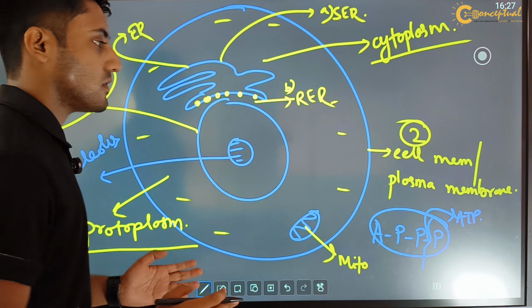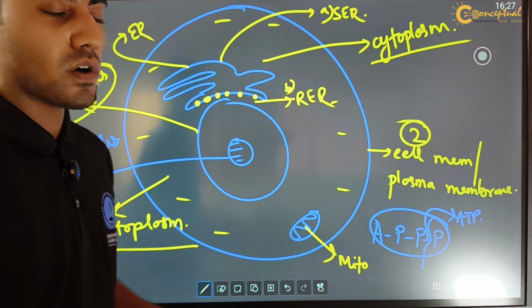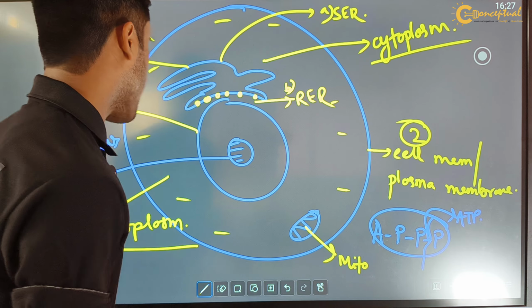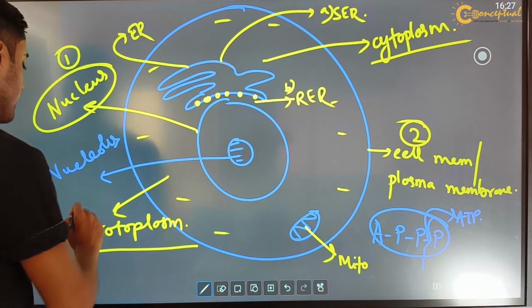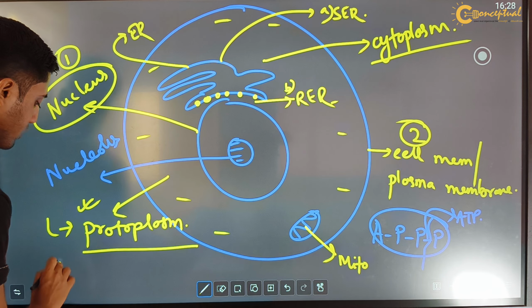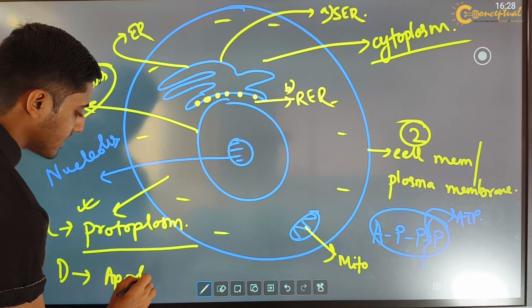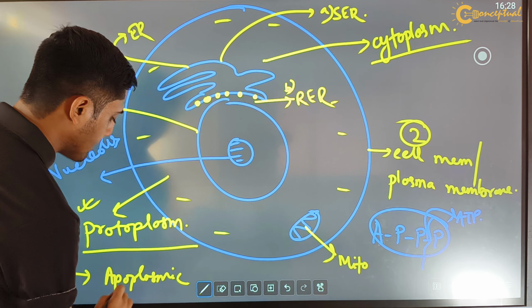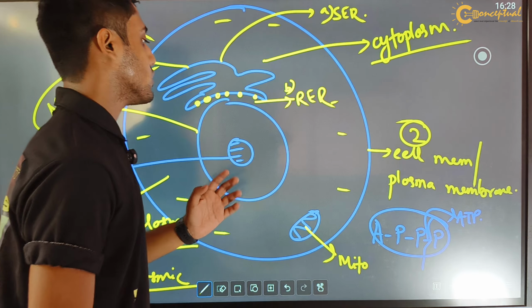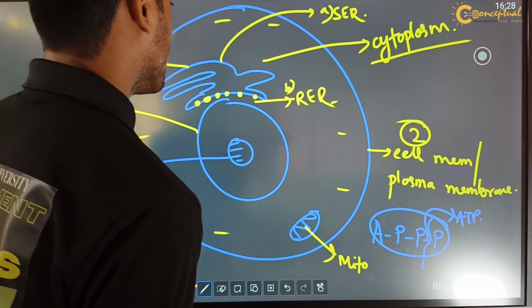Whereas in case of plant cells, the cell wall will be excluded from the protoplasm because the cell wall is thought to be the dead portion of the cell. The living portion of the cell is known as the protoplasm, whereas the dead portion of the cell is known as the apoplasm, and the things secreted from it are known as apoplasmic substances. All right. So this is the brief overview of what a cell is and what the different cellular organelles are.